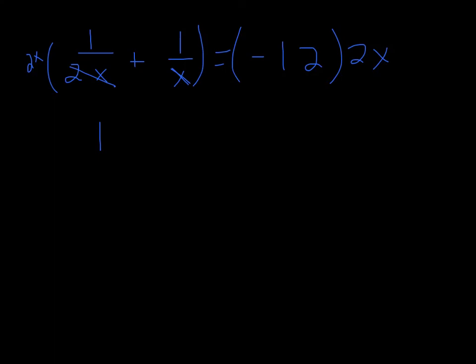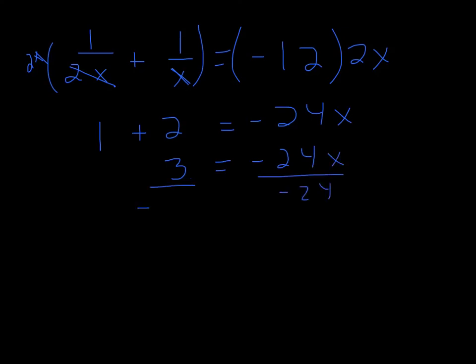Oh, sorry about that. X's cancel, so you get 2 times 1, so you get 1 plus 2 equals, and then you get negative 24x. So 1 plus 2 is 3 equals negative 24x. Divide by negative 24, and x equals negative 1 over 8. And that's it. You can put 1 over 8 in there and they'll both work out fine.